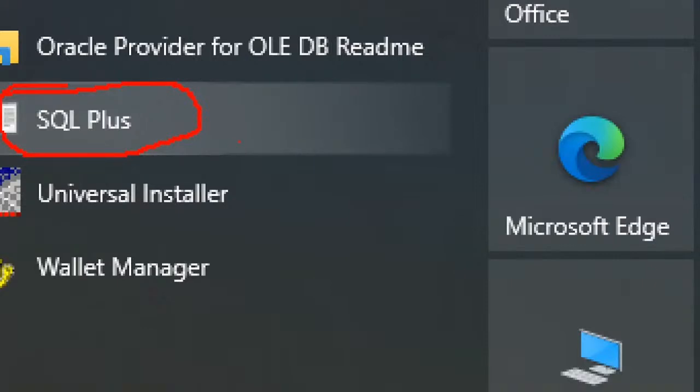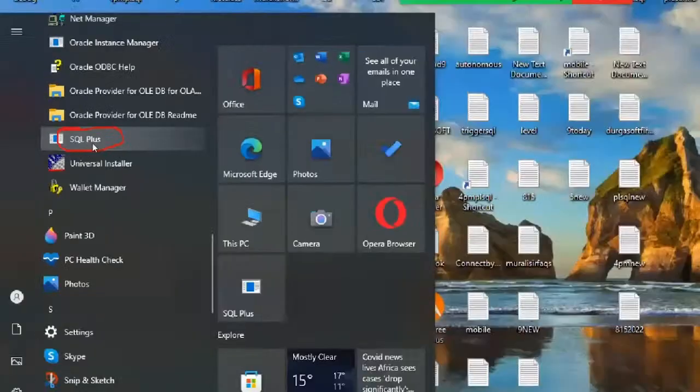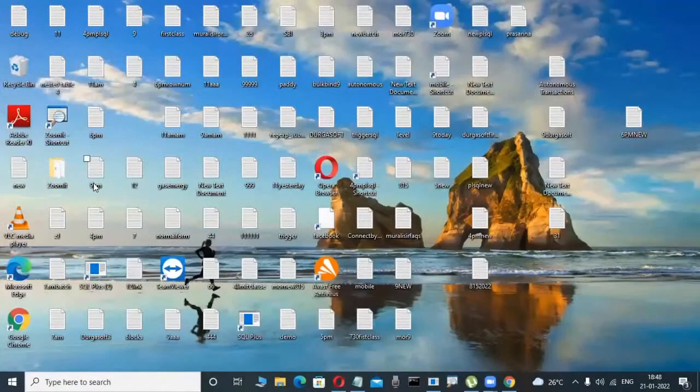SQL Plus is a default tool. Again, SQL Developer is a tool, a GUI tool. You can install that tool also, not a problem. Again, SQL Navigator is a tool, Toad is a tool. Those are all explicit GUI tools. But SQL Plus you are not required to load. Once we load the Oracle software, the SQL Plus tool is automatically available.